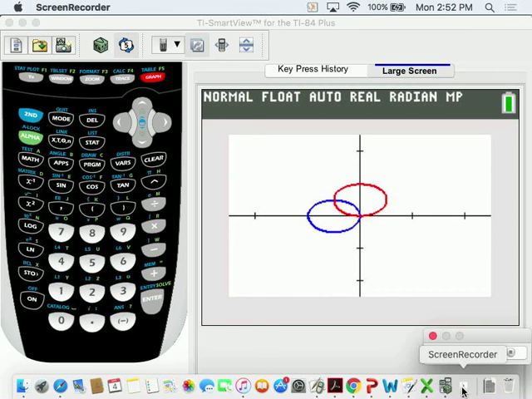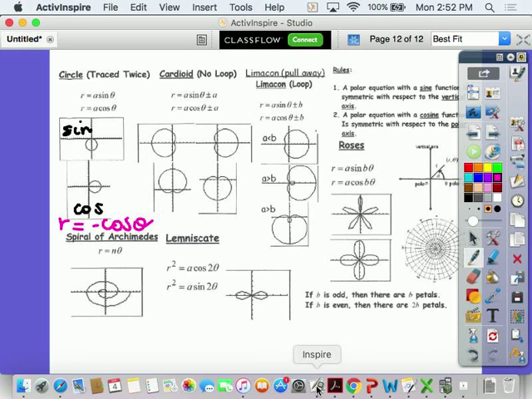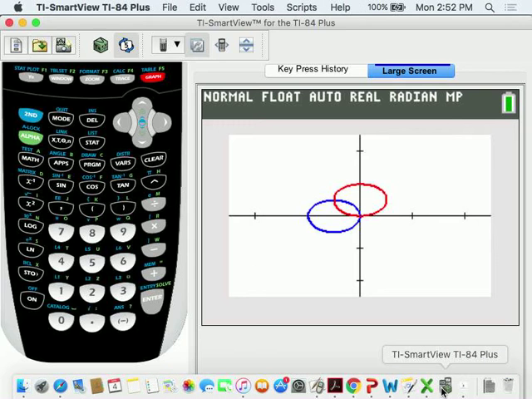Okay? And I do want you guys to be able to recognize this depending on what type of equation you have. So we're good with circles? Cool. And I am going to ask you to graph these on paper.